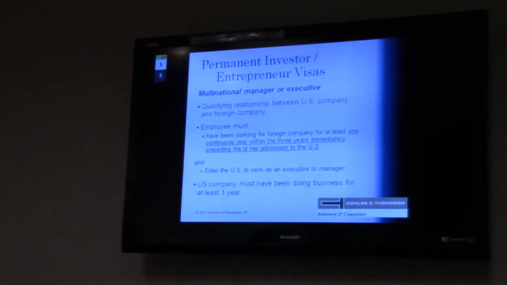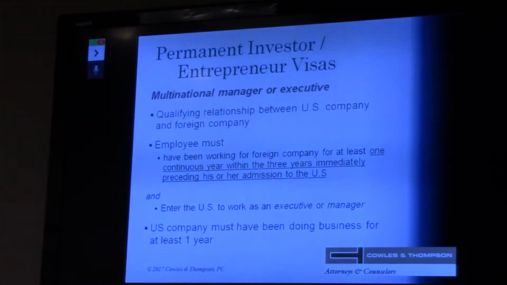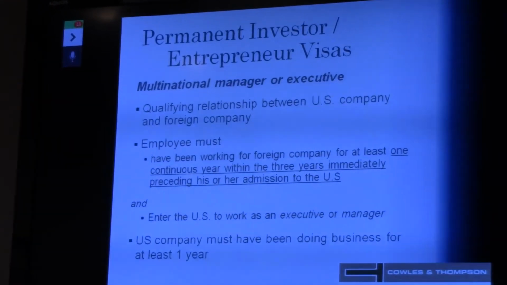So we're still on the L1A, but now we've gone from the L1A to what do we have for immigrant options, and what do we have for a multinational manager or executive looking to now not be a non-immigrant, they want to immigrate. What are we looking at? They don't want just the temporary L visa. We're getting closer to the 7 years. I'm going to run out of time. I'm going to have to go back to my home country.